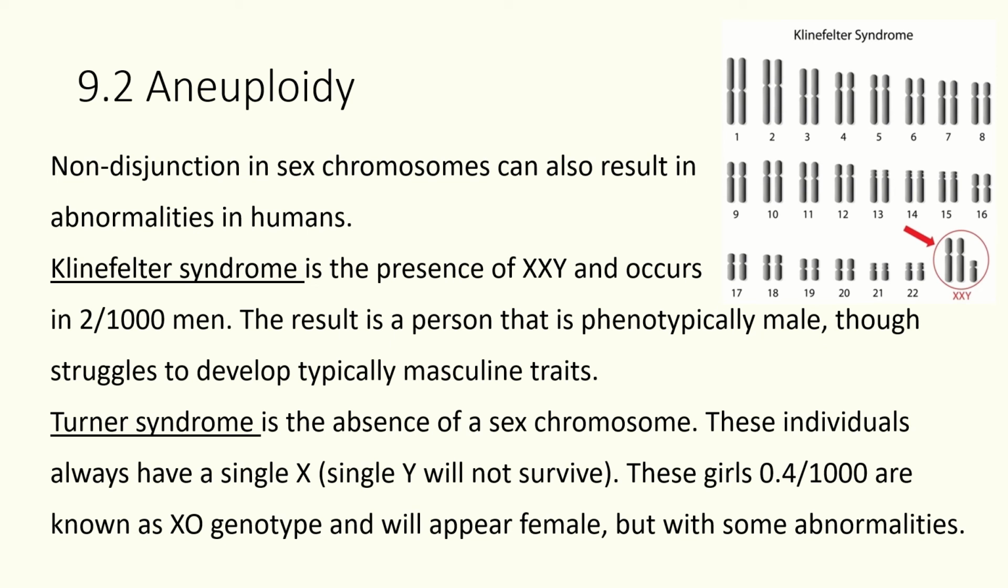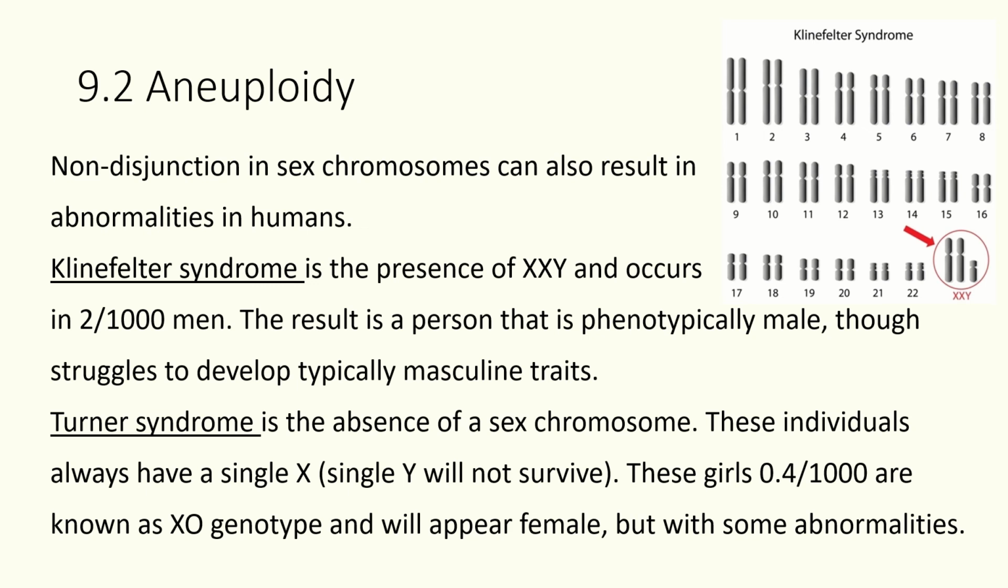So an example is Klinefelter syndrome, which is where we have XXY. So we have the presence of an extra sex chromosome, and it occurs in 2 out of 1,000 men. The result is that the person comes across as phenotypically male, though they tend to struggle in terms of developing masculine traits. And we'll look at some examples of that on the next slide.